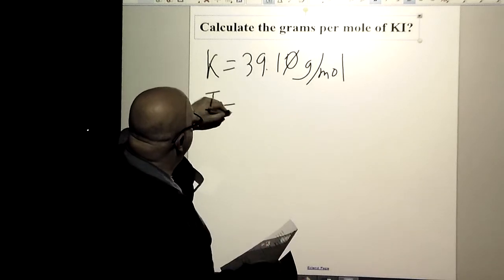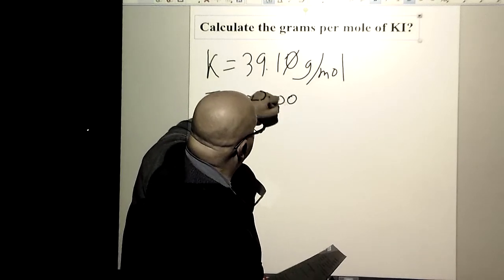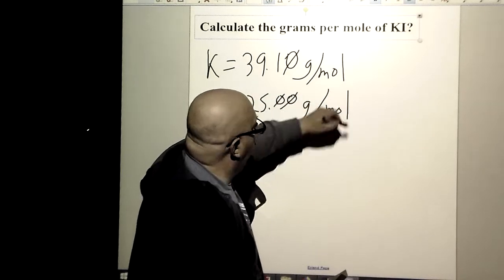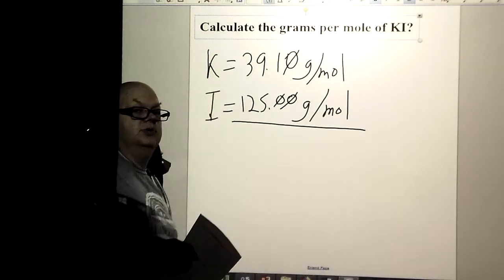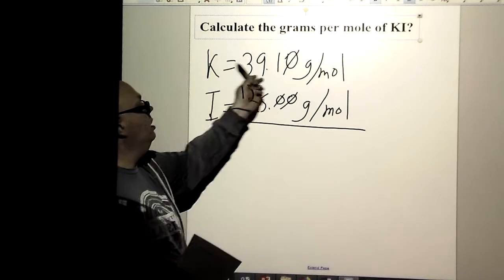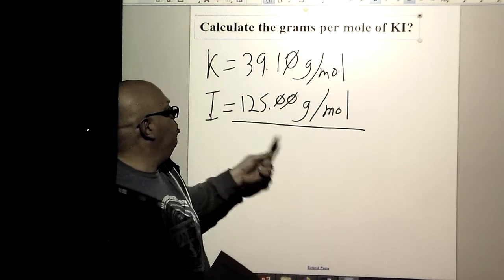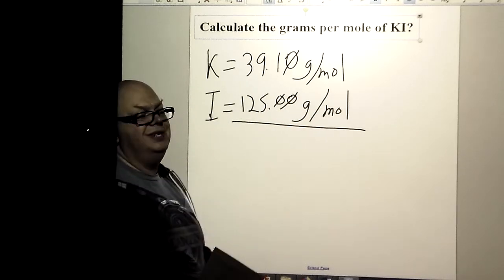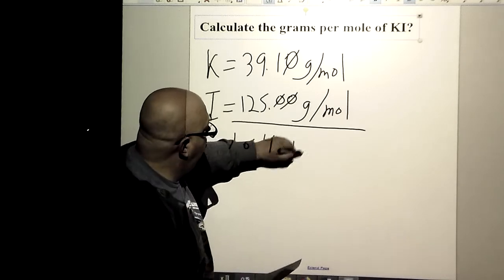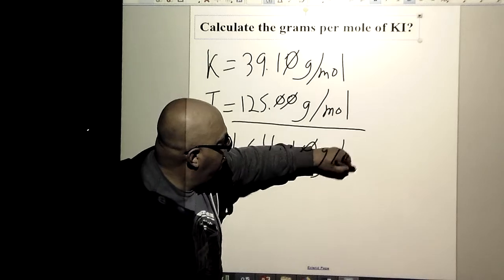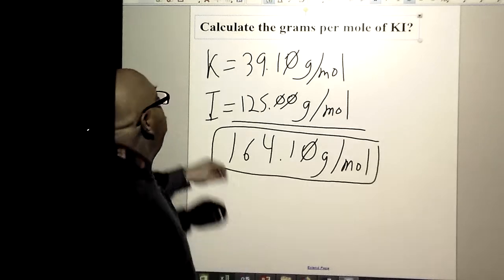Now, I is short for iodine. That's 125.00 grams per mole. Okay? And with that, ladies and gentlemen, we just add those up together. So we're going to have 1 mole of K, which is 39.1, 1 mole of I, which is 125. When we add those up, we come out with 164.10 grams per mole. And that is the answer to the first question. They shouldn't be too bad.